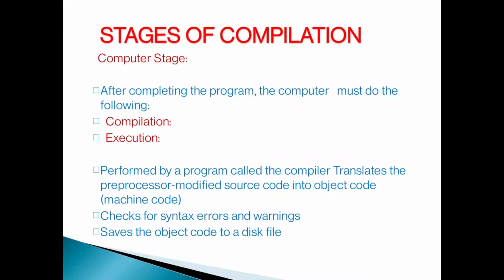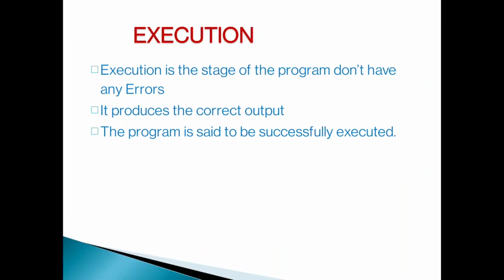Then the next stage is the compilation stage. Compilation and execution are the most powerful stages of problem solving. What does compilation mean? It is performed by a program called the compiler. It translates the preprocessor modified source code into object code, that is machine code. It checks for syntax errors and warnings. It saves the object code to a disk file. Object code means machine code.